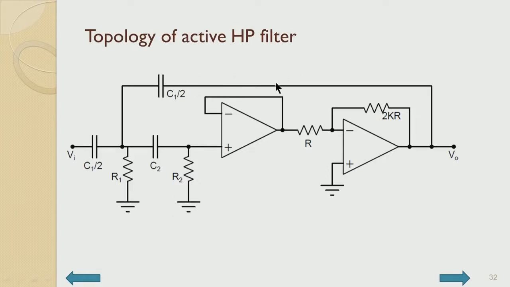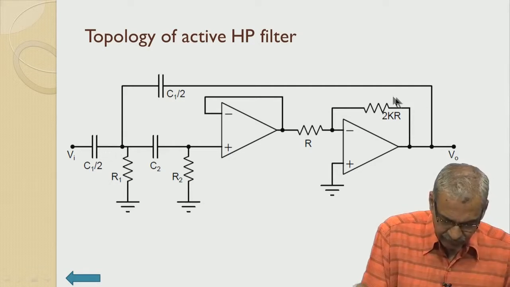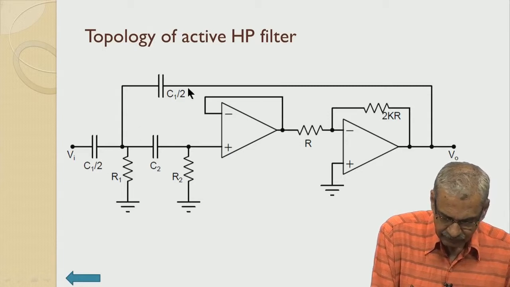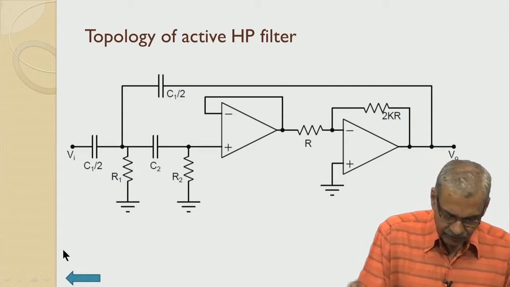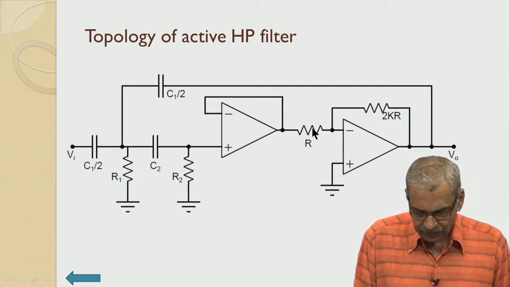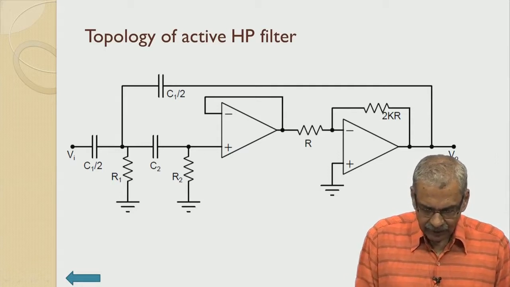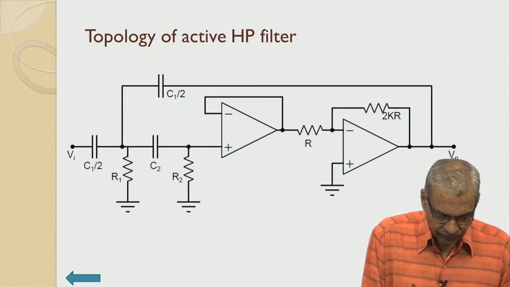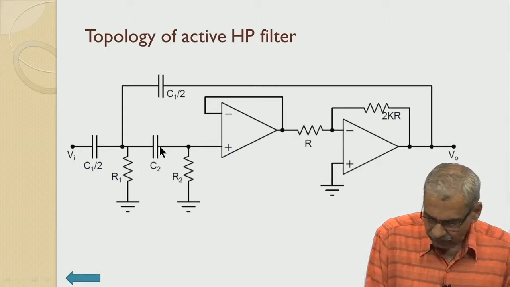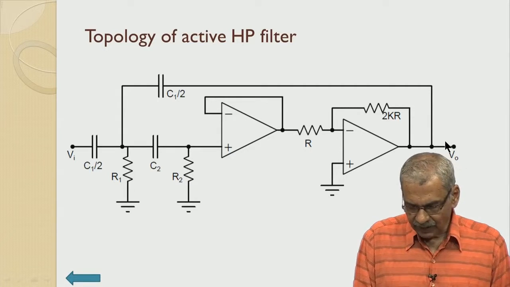This is the topology of the active high pass filter. Now, summing can be done by, earlier we did using resistors, split into 2R and 2R. So, here now we can use the same addition of input and feedback voltage using C1 by 2 and C1 by 2 capacitors, so that the transfer parameters and feedback loop gain remain the same as before, and V0 over VI remains the same as before.